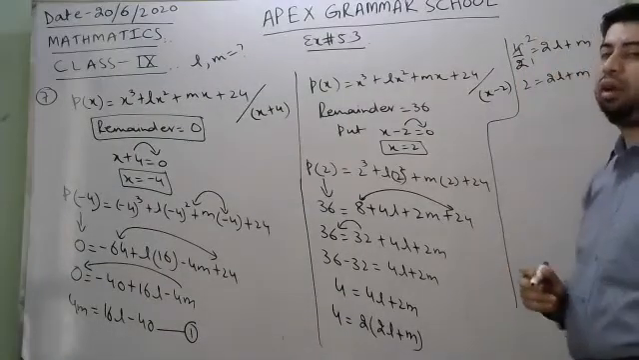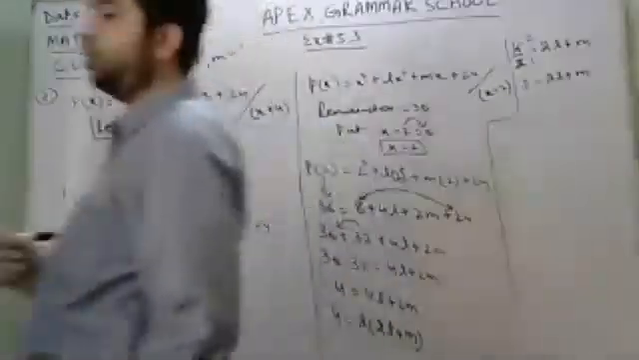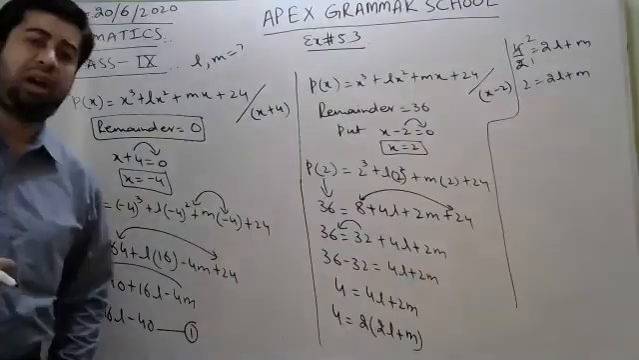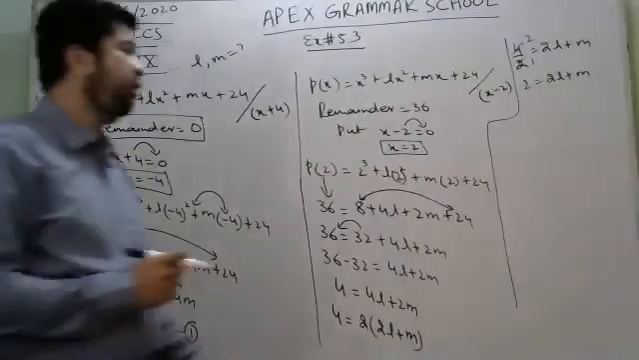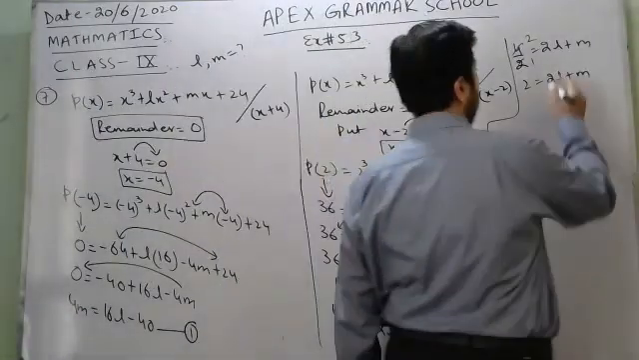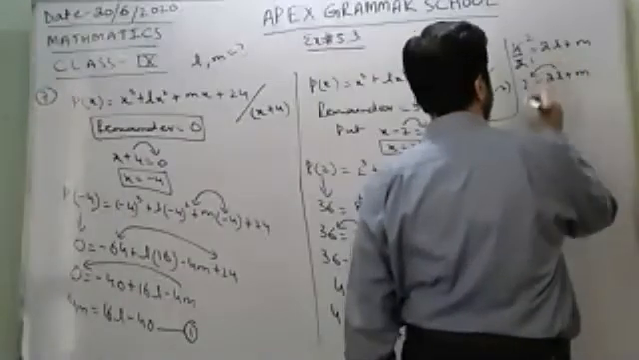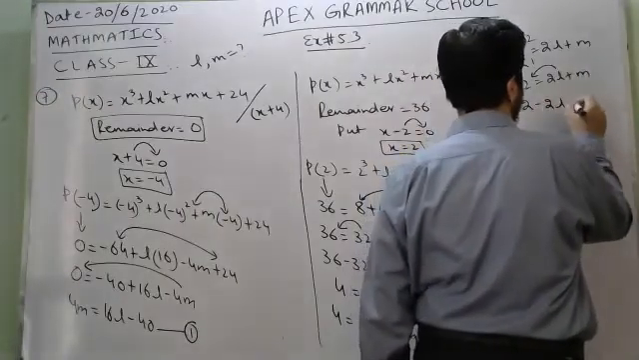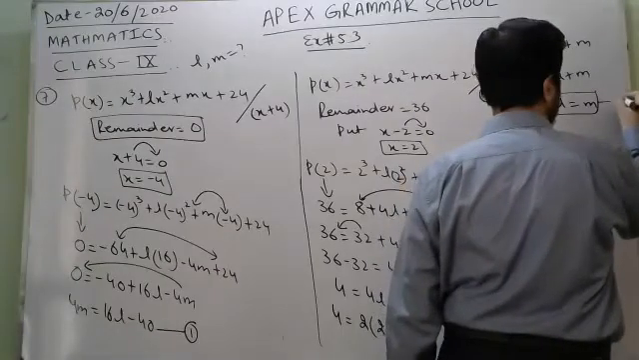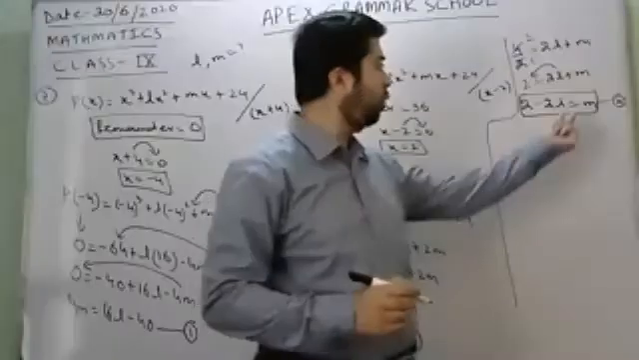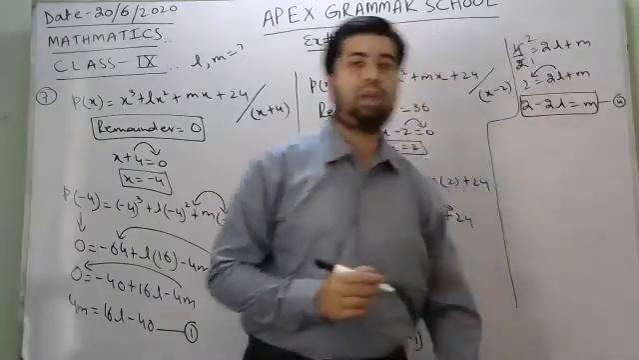Now you have to find the value of L and M. For that purpose, you have to make any variable the subject. Like this, 2L will be positive and will become negative. So 2 minus 2L is equal to M. This is equation number 2. Or you can say that this is the value of M. M is equal to 2 minus 2L.